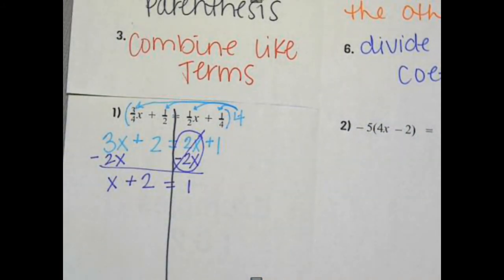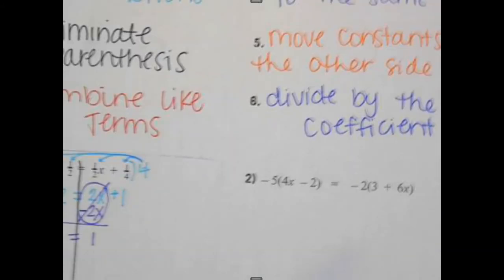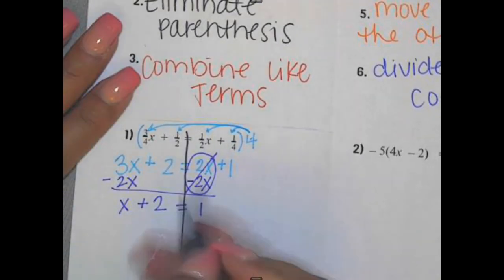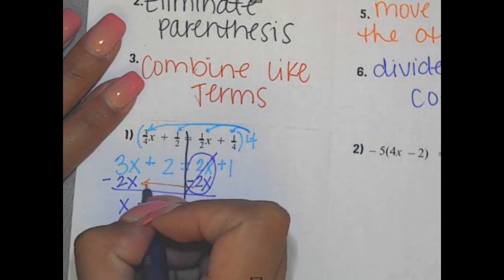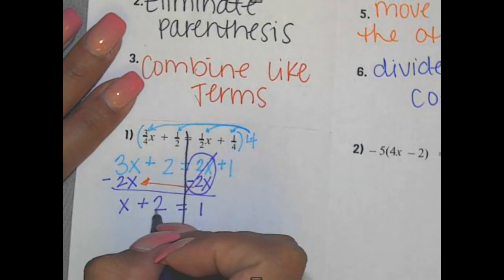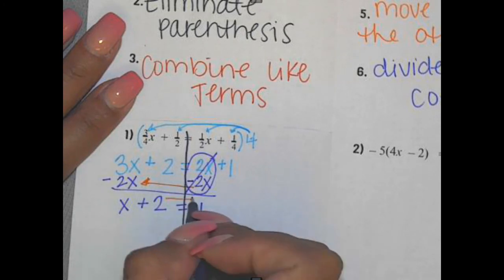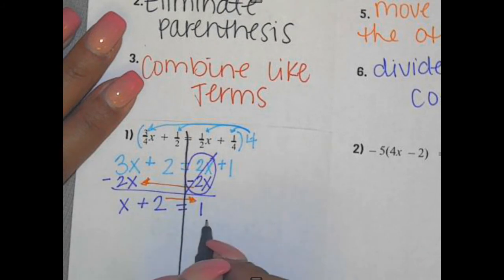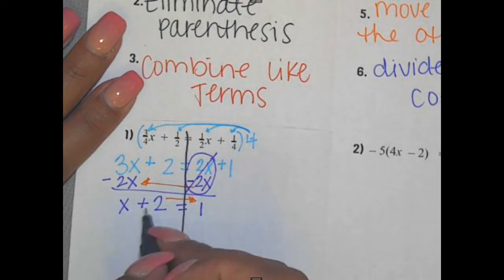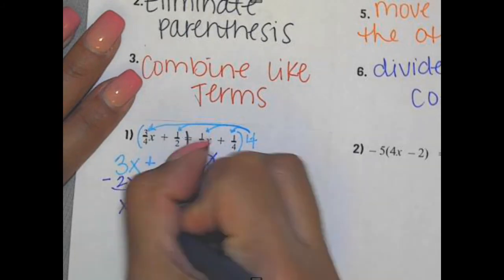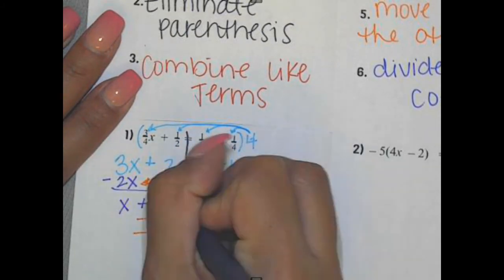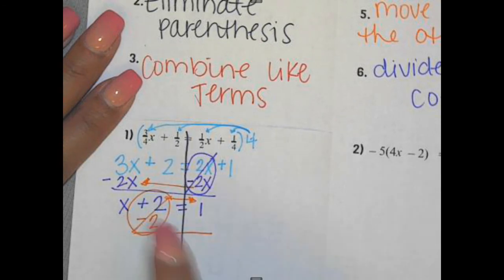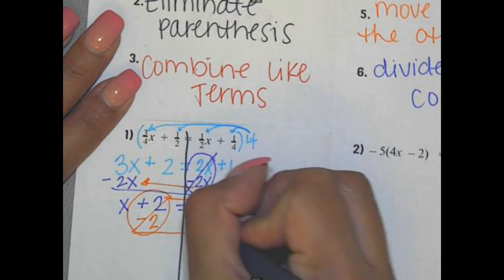So I'm done with step number 4, and I'm going to move on to step number 5. And it says move constants to the other side. So I moved my x's over here to the left. That means I'm going to move this constant, or this number, over here to the right. So I have a positive 2 that I need to move over. I know the opposite of positive is negative, or to subtract. So I'm going to subtract 2 so that I can make that 0 pair, and I'm going to subtract it to the right over here.